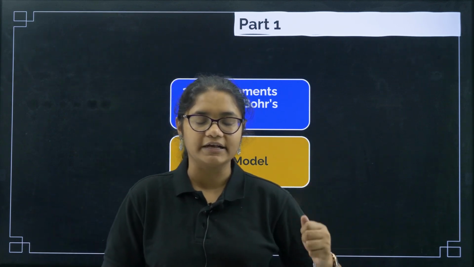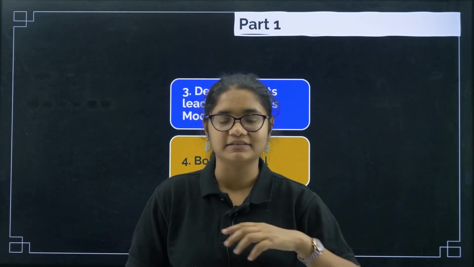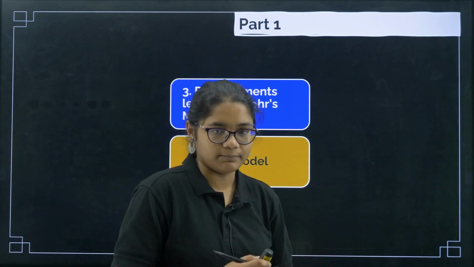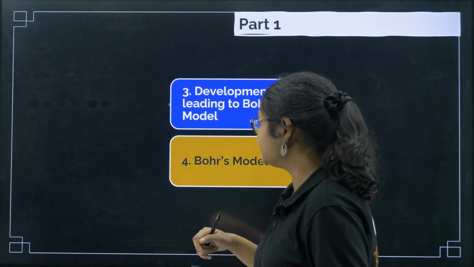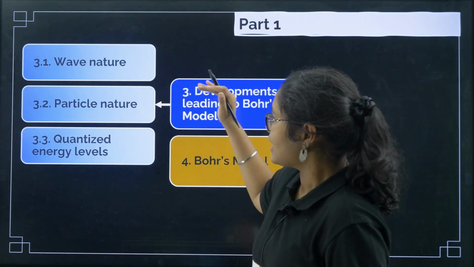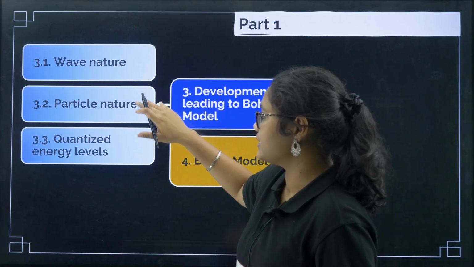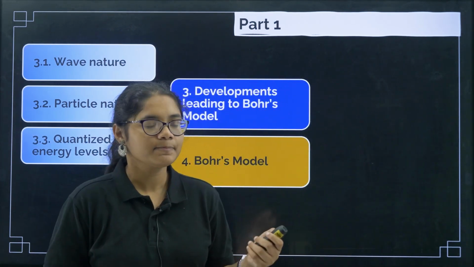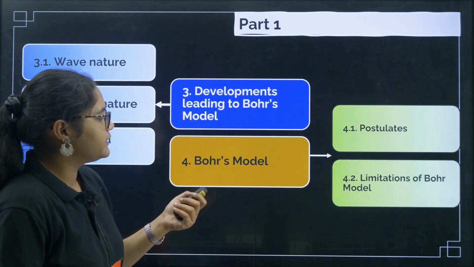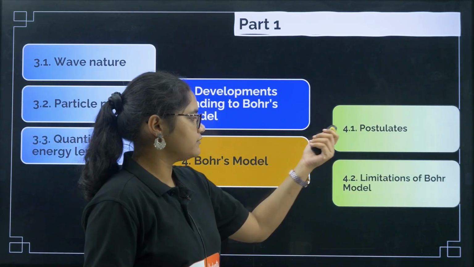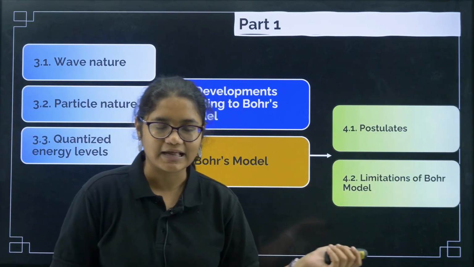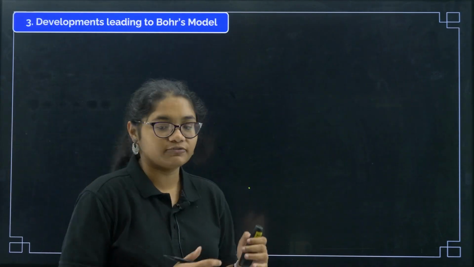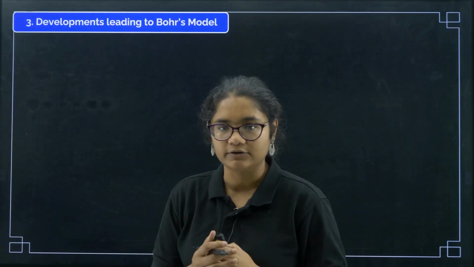But he took the idea from two important developments that took place in science. We will be seeing what these two important developments are, and under that we will be seeing wave nature, particle nature, and quantized energy levels. Everything we will be discussing in detail here. Next we will be discussing Bohr's model, where we will be talking about Bohr's postulates and the limitations of Bohr's model. So now coming to the first thing, that is development leading to Bohr's model.